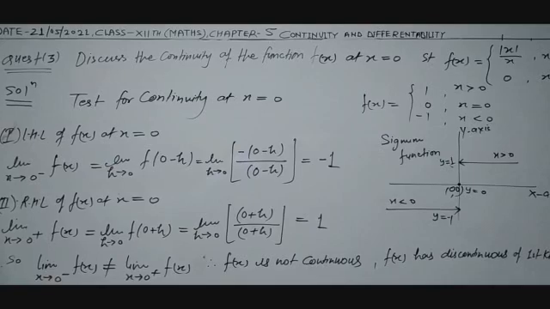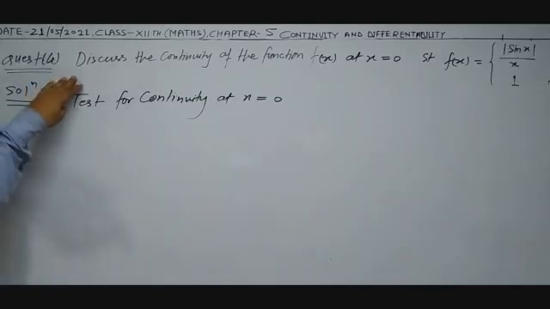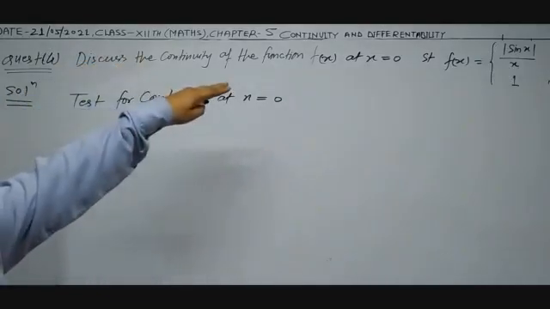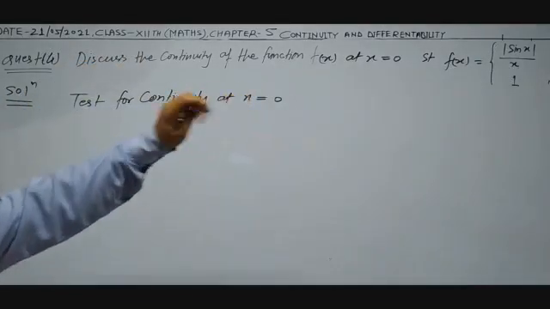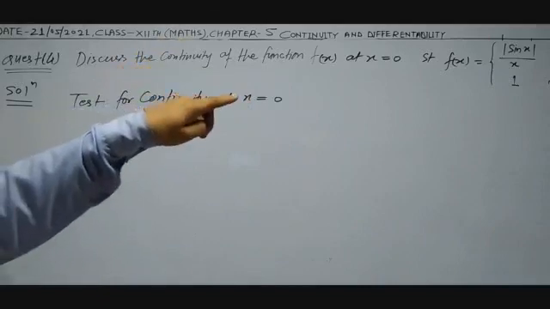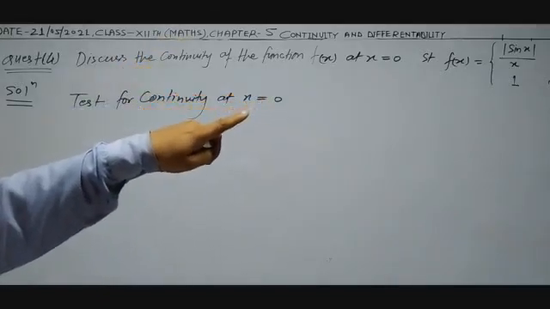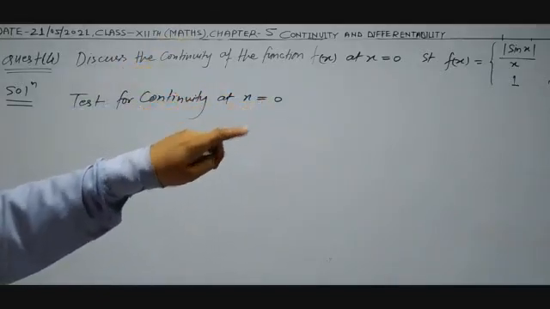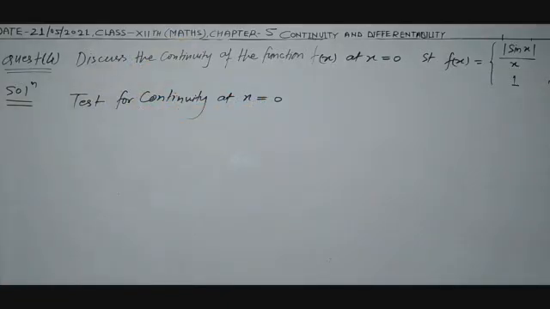Now come to the next question, number 4. We have to discuss the continuity of function f(x) at x equal to 0, such that f(x) is equal to mod of sin x whole upon x for x not equal to 0 and 1 for x equal to 0. So see the solution.